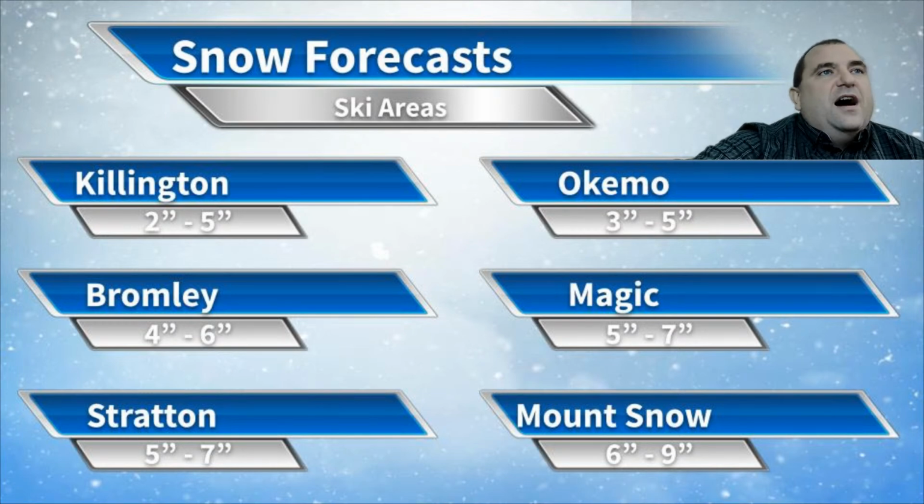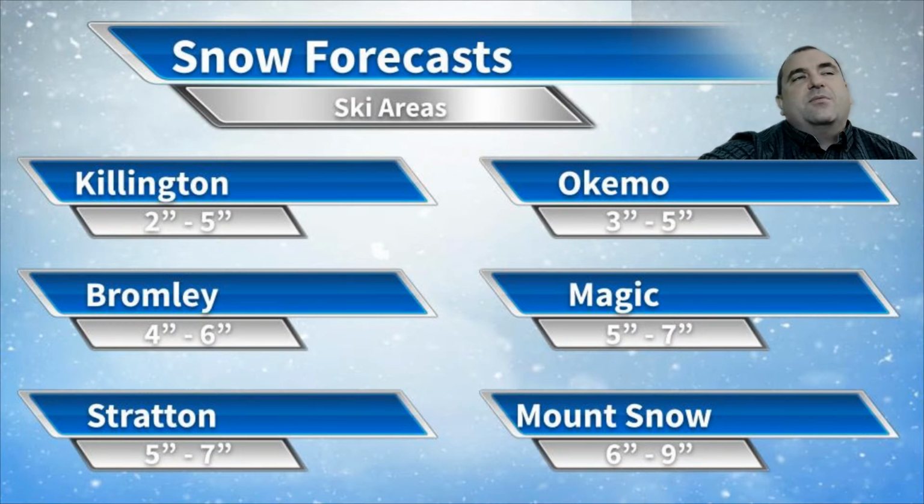So Killington 2 to 5 inches of snow, Okemo 3 to 5. I think Bromley 4 to 6, Magic 5 to 7 as it's a little east of Bromley. Stratton I think is about 5 to 7 as well. Magic 6 to 9 inches of snow. So it's not a huge storm for the skiers. It will be amazing skiing snow though, because it's going to be super light, super fluffy.